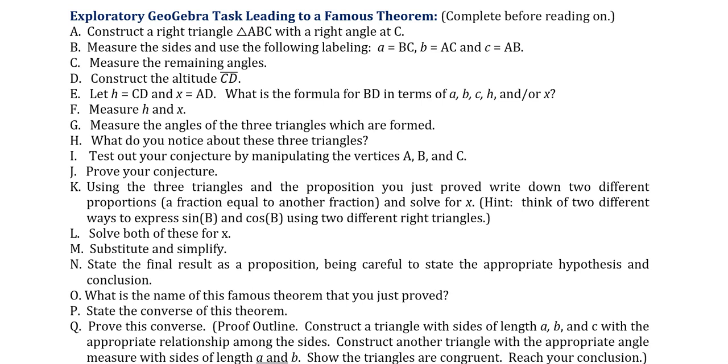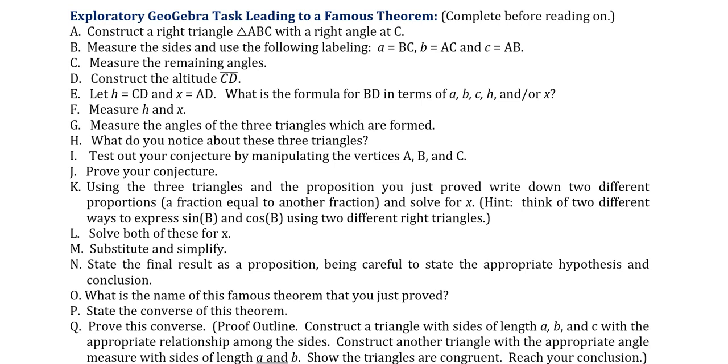So let's start by constructing a general right triangle ABC with the right angle at C. Then measure the sides and use the following label. Lowercase a is the length BC, lowercase b is the length AC, and lowercase c is going to be the length of the hypotenuse AB. Measure the remaining angles, and then construct an altitude CD. That line segment's an altitude. Let H be the height of the triangle where we're considering AB as the base, and so that would be the length CD.